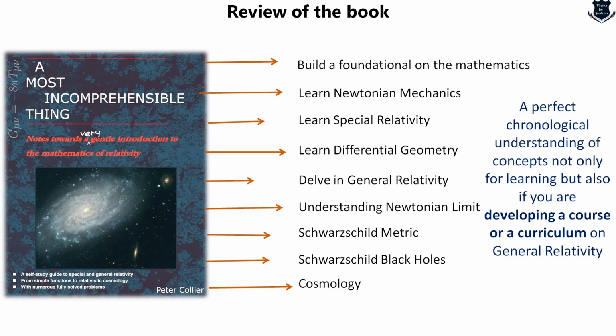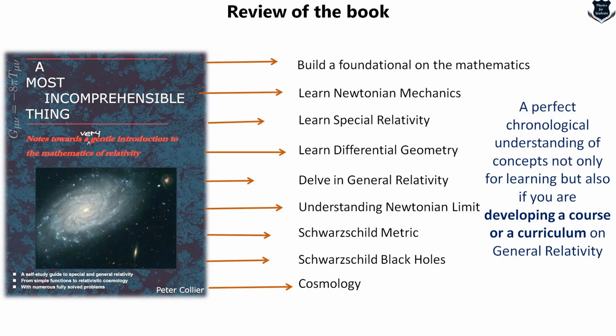When you're designing a curriculum, you should do like this. You build up a student's math part, then you go to the classical part, then you go to special relativity, then you teach the geometry, then go to general relativity, then understand the Newtonian limit, and end with cosmology and black holes. So on the left hand side you can see it is written, a self-study guide to special and general relativity with numerous fully solved problems.